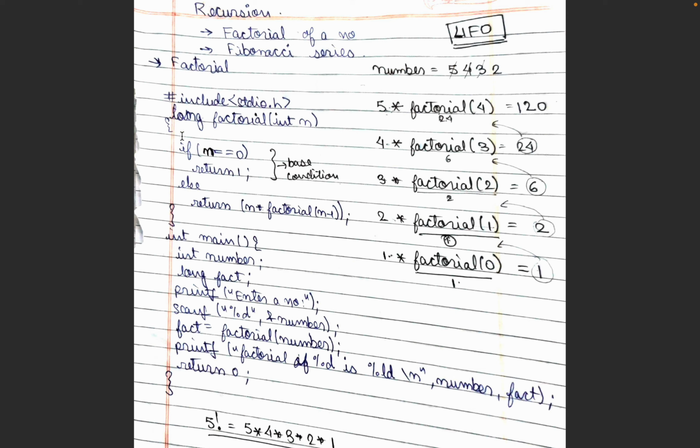Then if number is 0, this condition is false, so it will go to the else part, that is here: return n into factorial of n minus 1. You can see this function name, and inside of this function it's calling this same function. So here we will get to know that it is a recursion. From the moment you find this statement, that is a nested call.